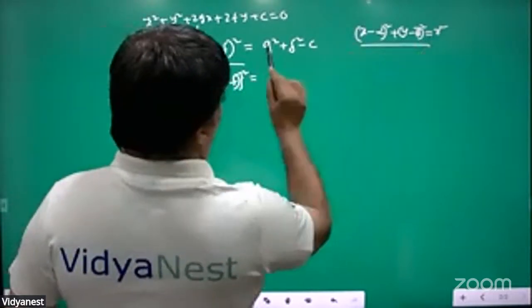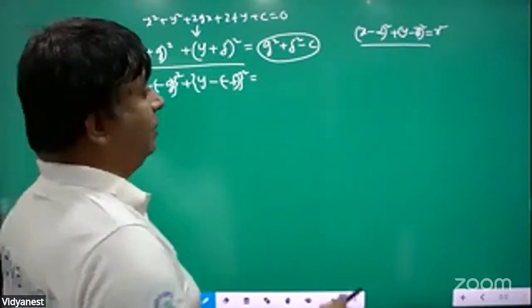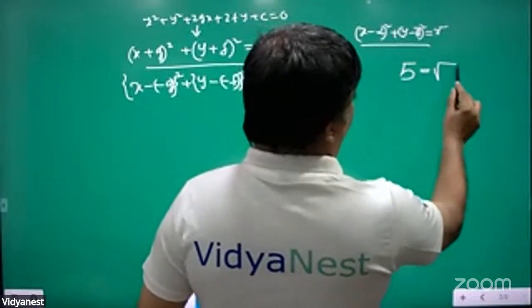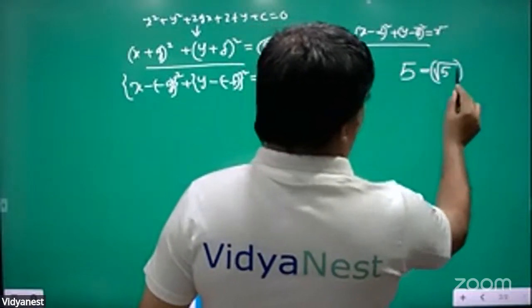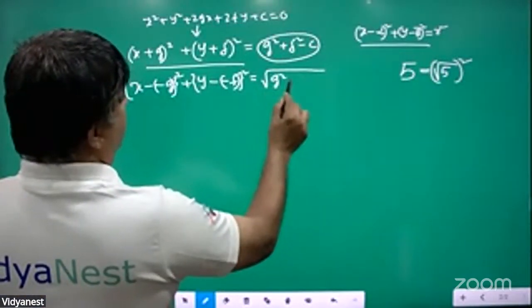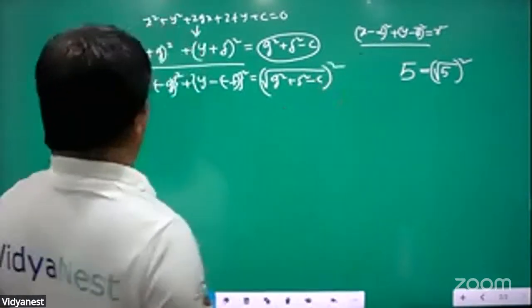And r square. Can I express the whole thing as a perfect square? Yes. Like you know 5. 5 is not a perfect square. But if I wish, I can write root 5 whole square. So root of g square plus f square minus c whole square.